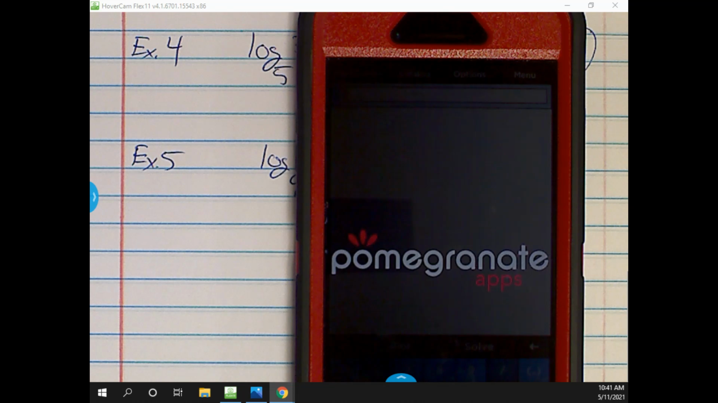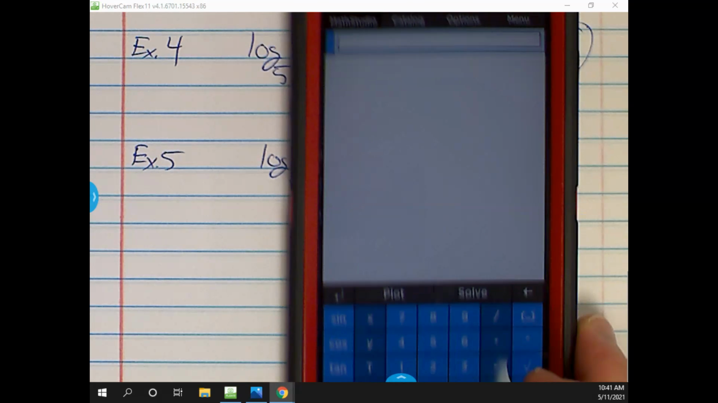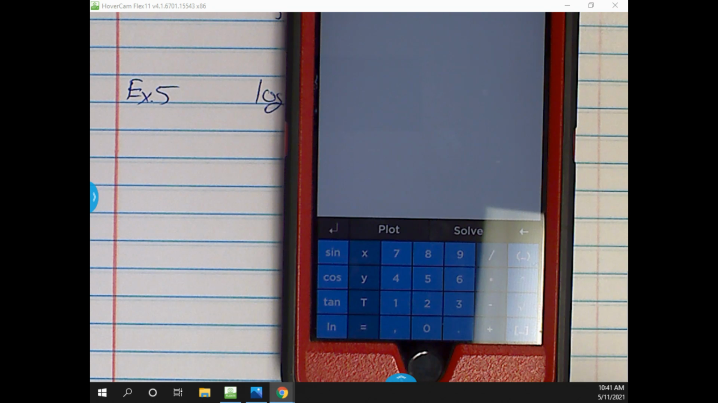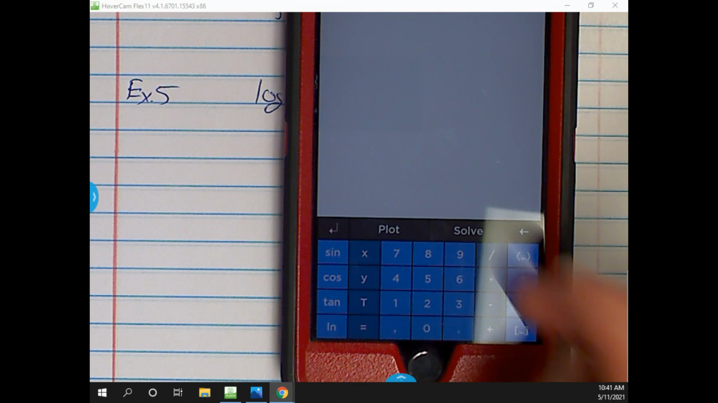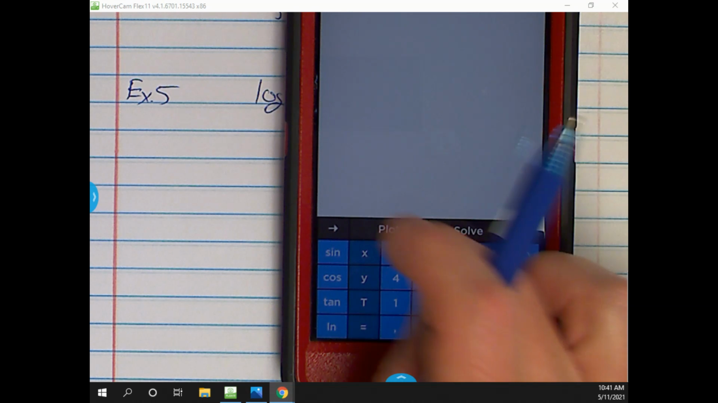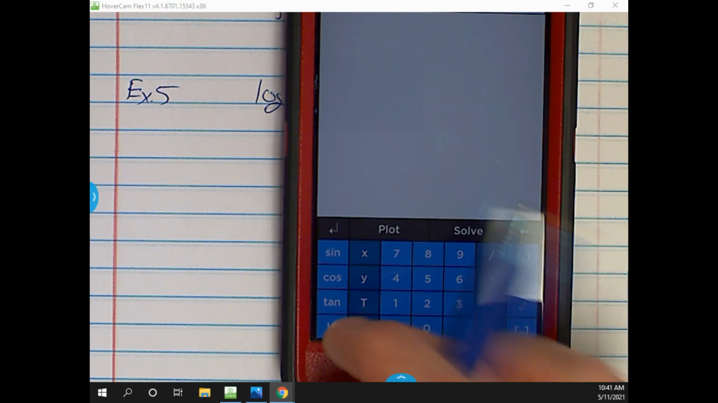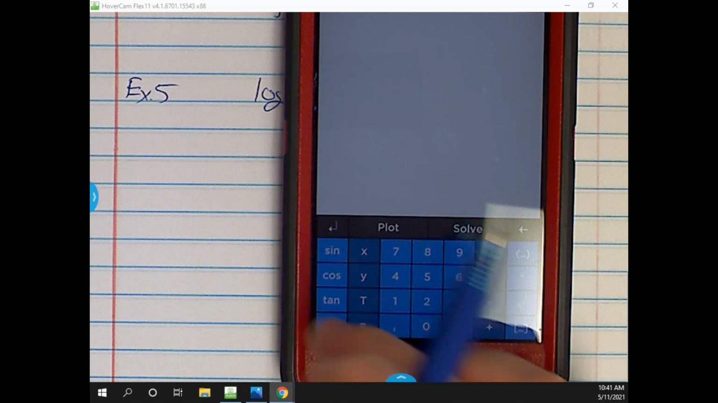This was a free app a while back. It was Math Studio. I don't see the log button on this one. There's an LN button, but there's not a log button. But that one would probably work the same way.